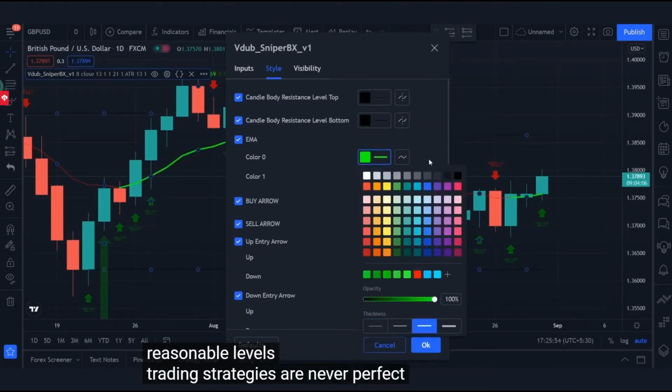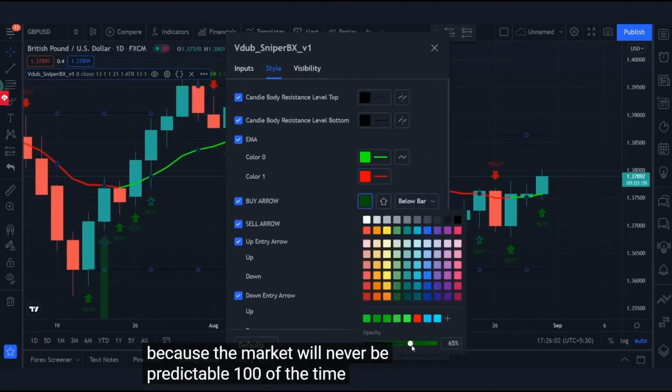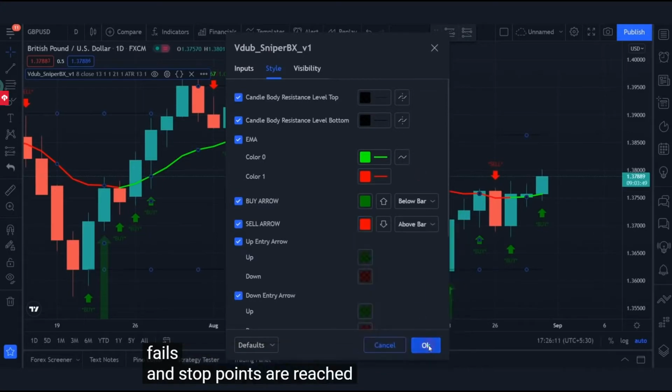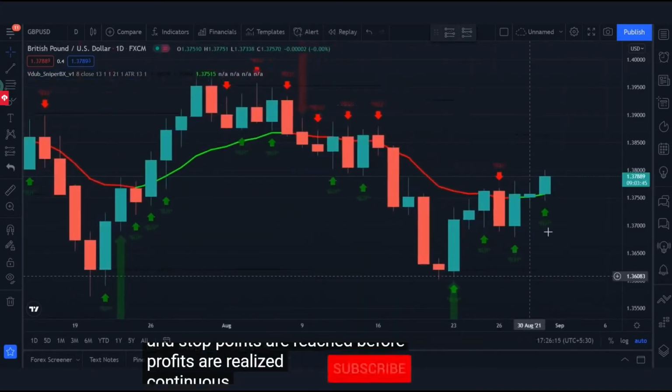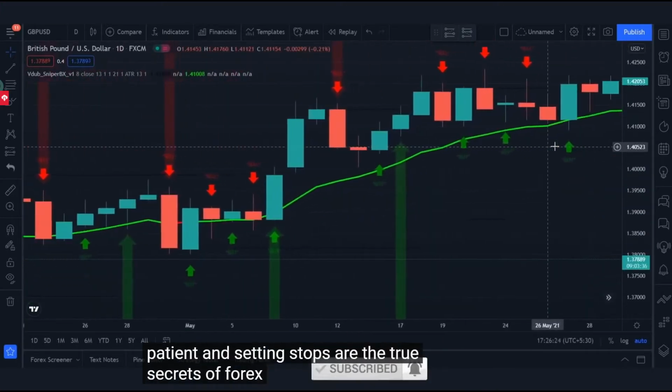Trading strategies are never perfect, because the market will never be predictable 100% of the time. There will be times when any strategy fails, and stop points are reached before profits are realized. Continuous backtesting, remaining patient, and setting stops are the true secrets of Forex success.